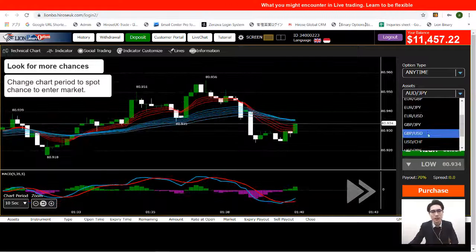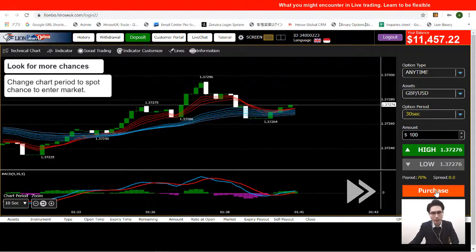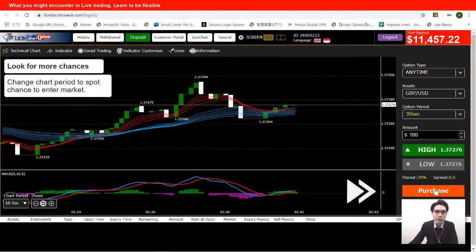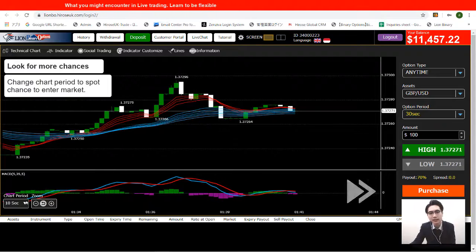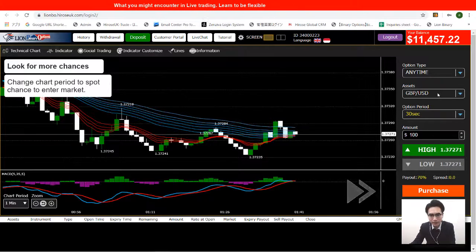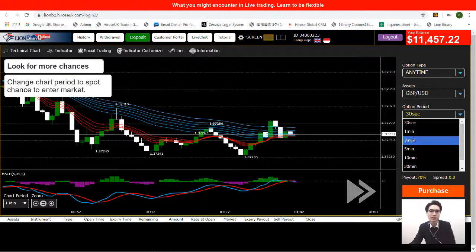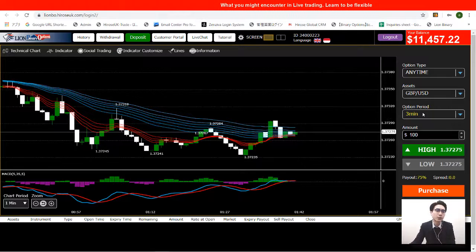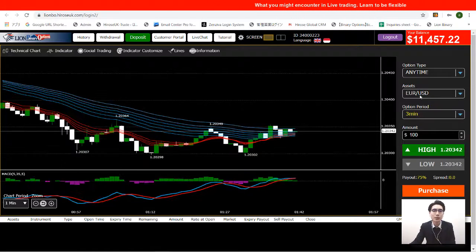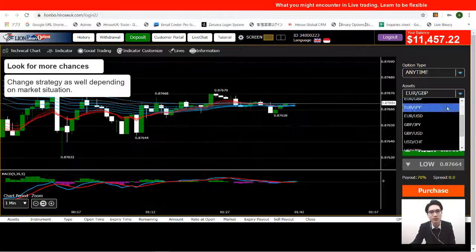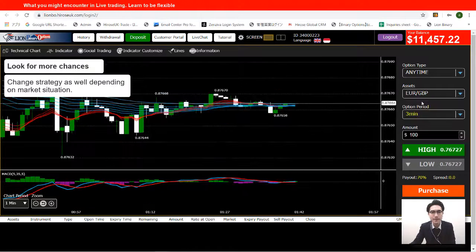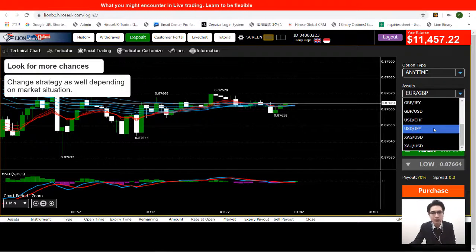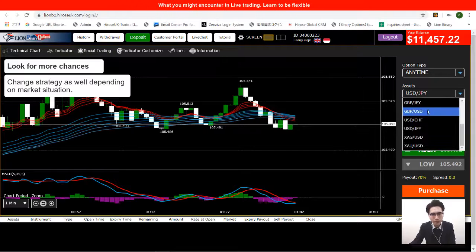So what I was trying to do was just to change the chart period and then to try to see if there is any purchase chance in the 10 seconds chart. And it seems not, so I will change the chart period back to 1 minute, and I will actually change the strategy as well. I'm just looking at the currency pairs here, and it seems like most of them are in a range market. So I'm going to change to a range market trading strategy.